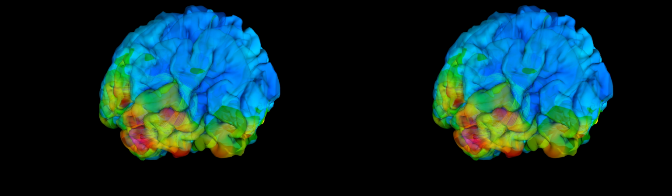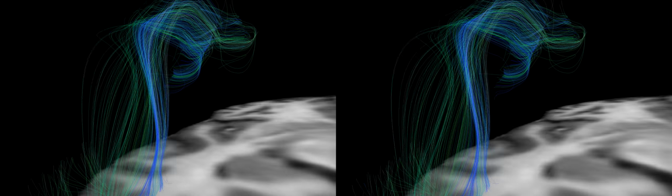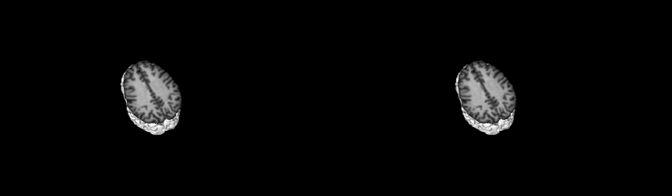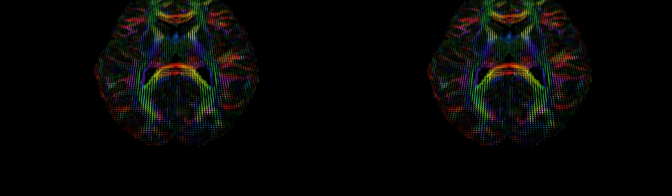Specialized areas of the language network are connected via white matter fiber pathways. Diffusion MRI is used to compute these anatomical connections. The diffusion profile encodes the local fiber orientations.